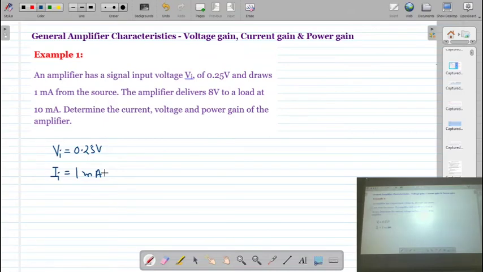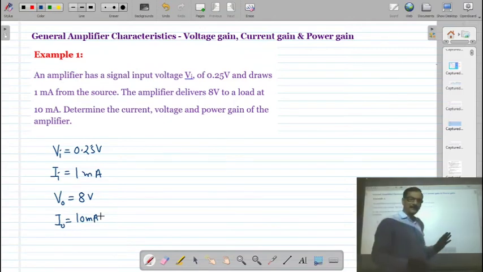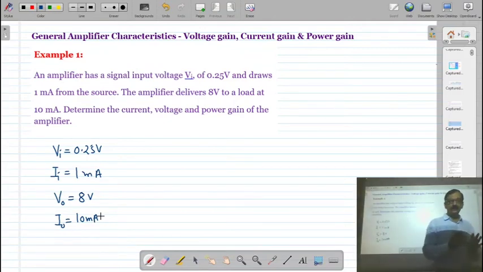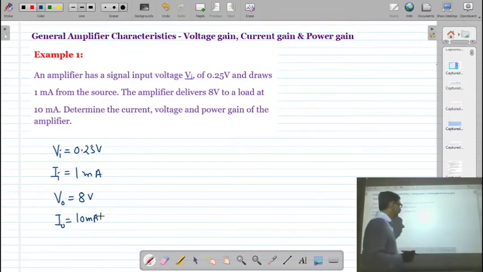The amplifier delivers 8 volt to a load. So whatever the load is, across the load resistance RL the voltage drop is 8 volt, and it is the output voltage of the amplifier. It is 8 volt at a load current of 10 milliampere. So the output current is given as 10 milliampere. Remember, here all the data are given in RMS value, so we don't require any kind of conversion. Now what do we have to find out? The current, voltage and power gain of the amplifier.